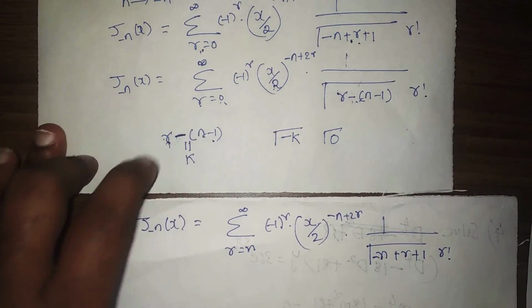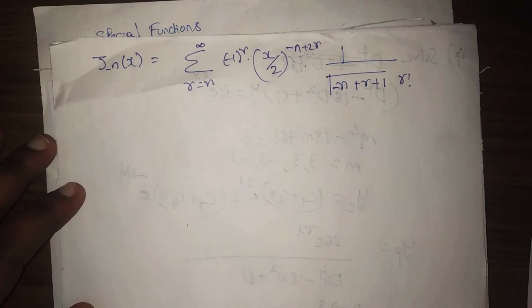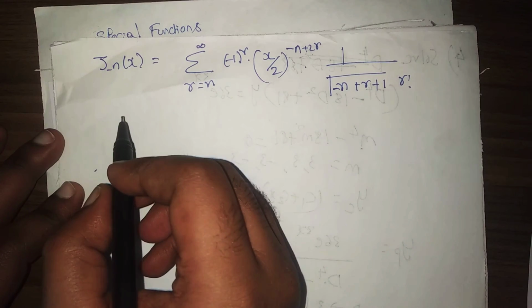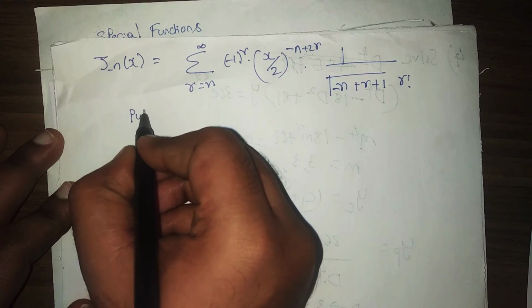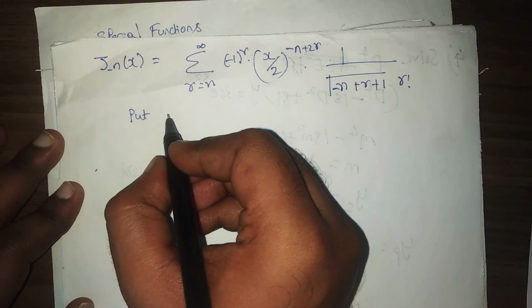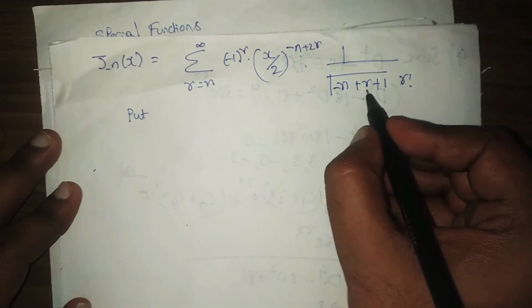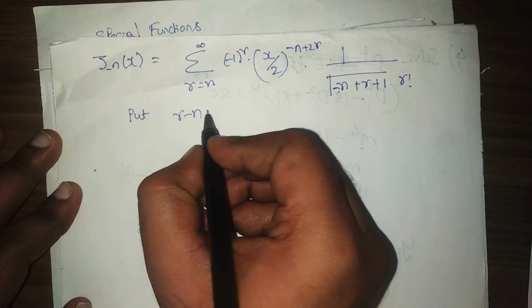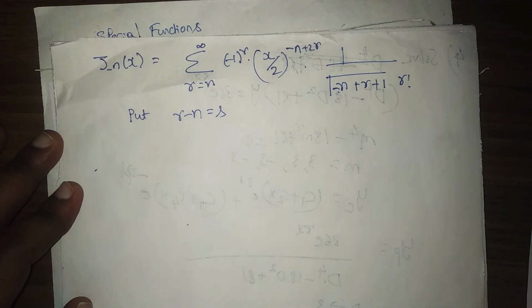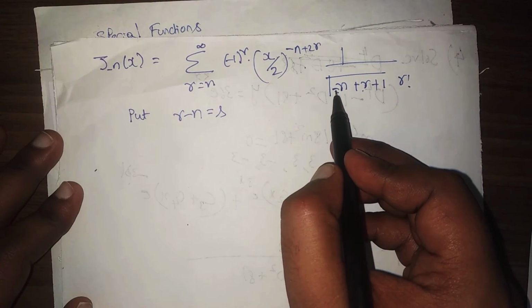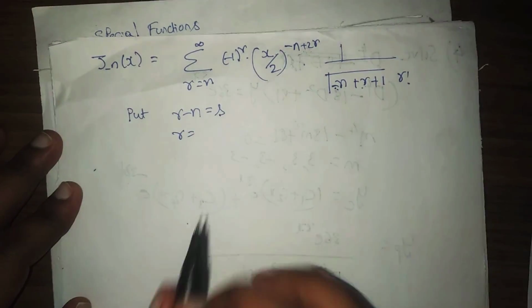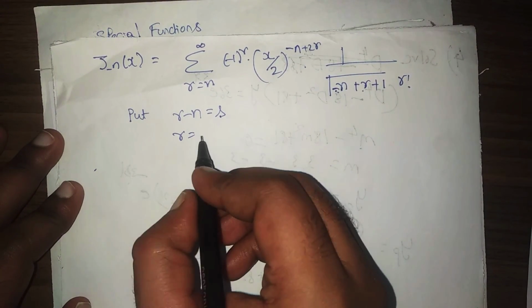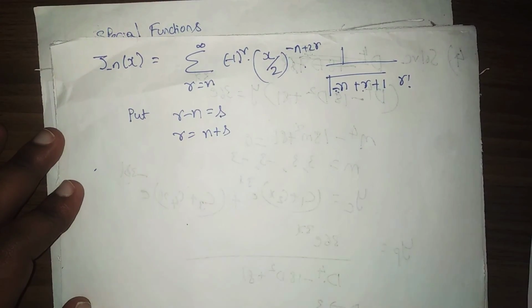I want positive, so I will start from n. So now I defined this from n. I will do some simplification to prove the result. I will call this r minus n as some other variable, say s. So if r minus n becomes s, then what is r? I'm converting r to some other variable s to prove the result. You have to follow this procedure. You have to remember this. So it is n plus s.